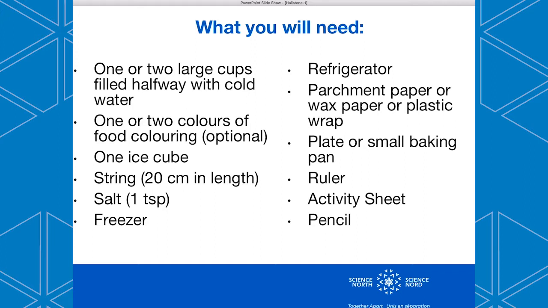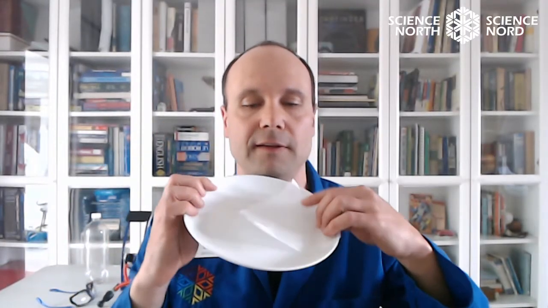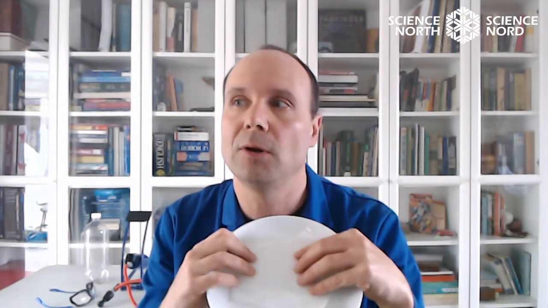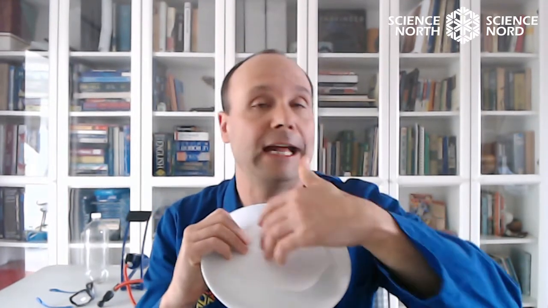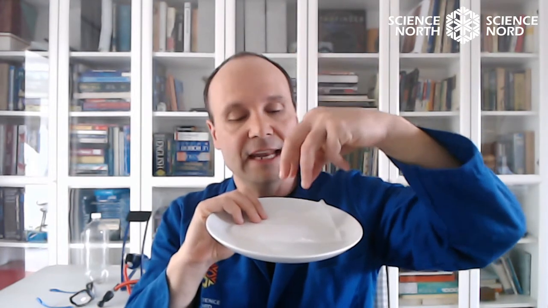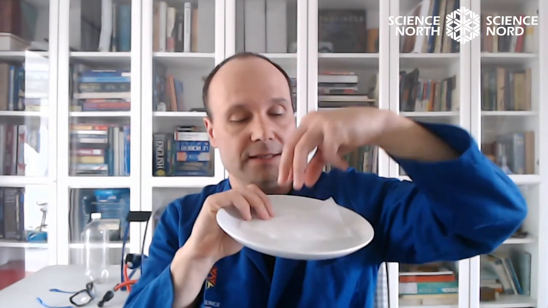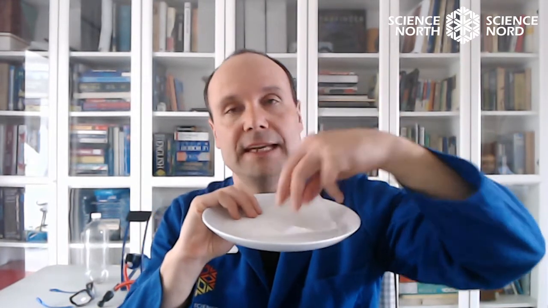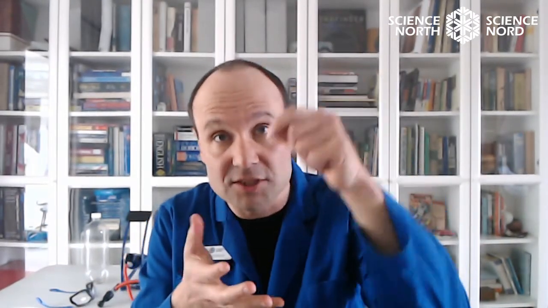Okay, so one thing I want to show you, it's really important that you have either parchment paper, or if you don't have parchment paper, you can use wax paper, or if you don't have that, even a Ziploc bag, anything, because once you have your ice cube ready, you don't want it to stick to your plate. So by putting it on this type of paper or film, it will prevent it from sticking to the plate.